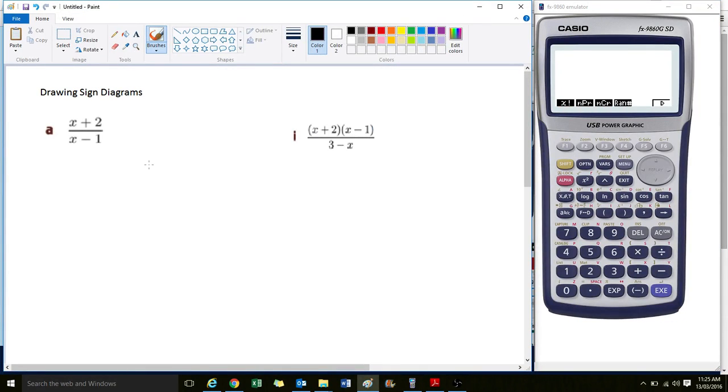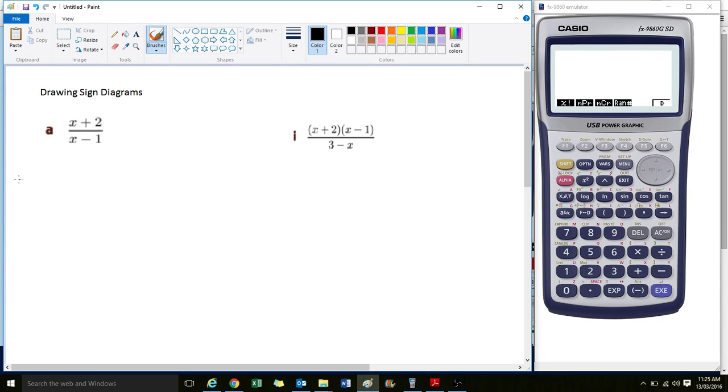Okay, we're going to look at how we can draw a sign diagram for the following functions, which might be a bit more complex than the normal sign diagram. So let's start with A here. The first thing we need to know about these functions is that they are what we call rational functions, because it's a function divided by another function.